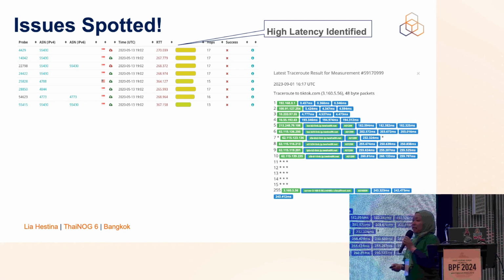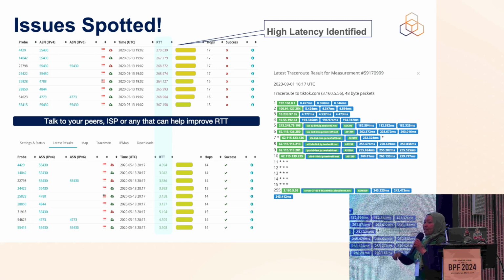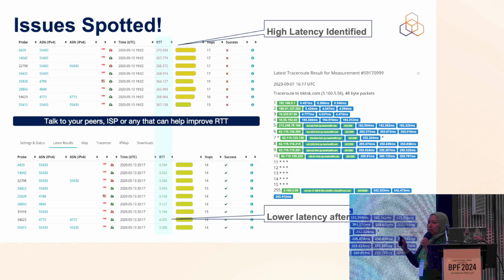With RIPE Atlas, not only can you see the latency, you can also see the path it's taking from one point to the end point. With this information, you can see where the problem is and which network you should contact. You can talk to your peers, to your ISP or upstream provider, or whoever it is that can help you improve the RTT. So he did all of that, and then he ran exactly the same measurement using the same probes, and the result is much better. It's around or below 5 milliseconds. So you see the significant difference when you are able to spot where the issue is.